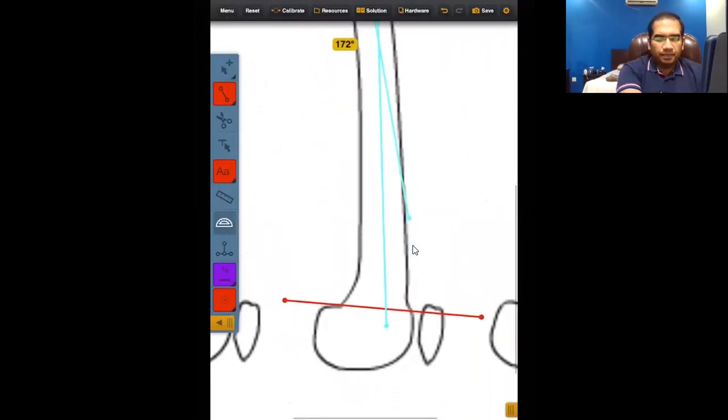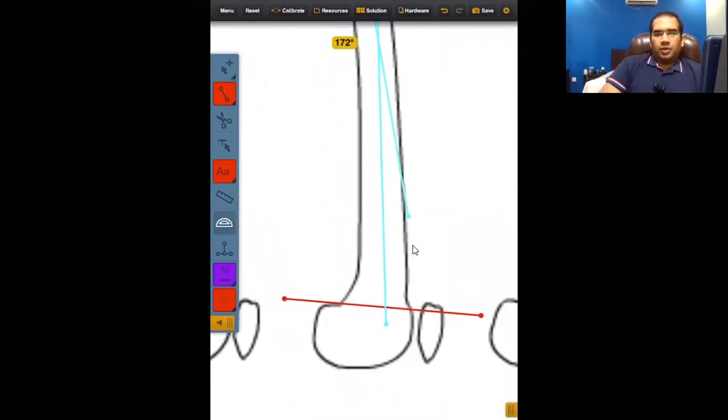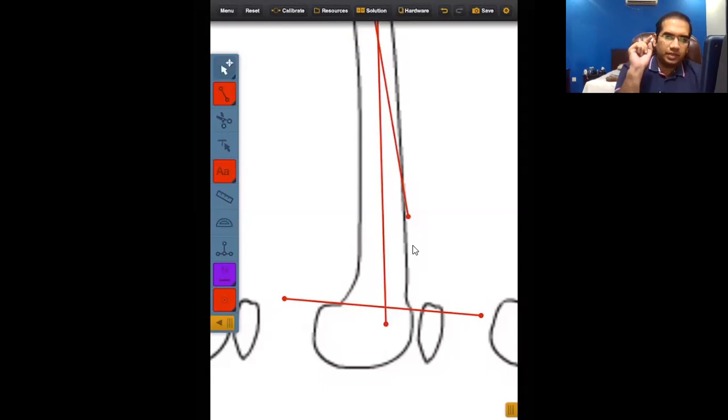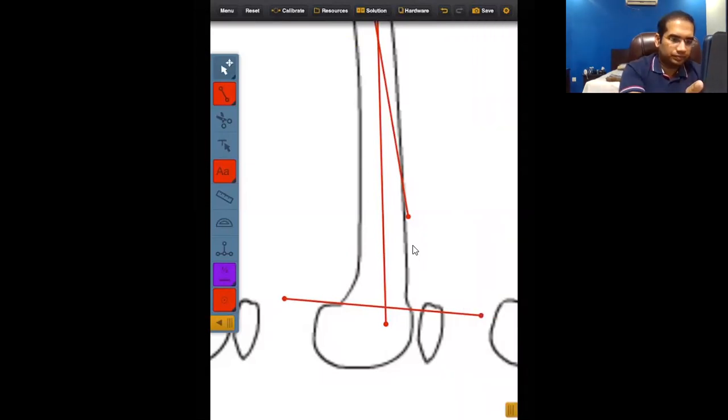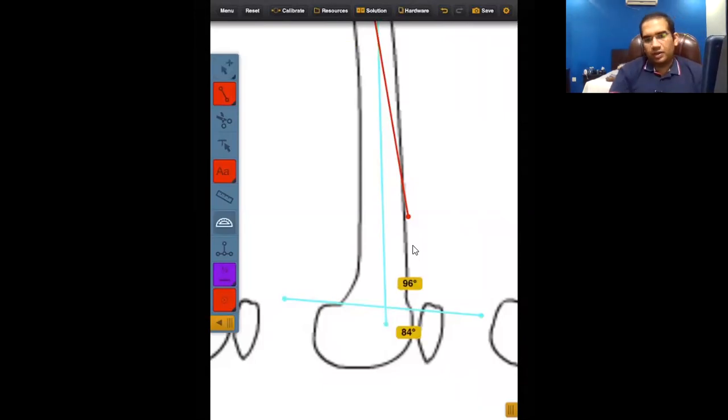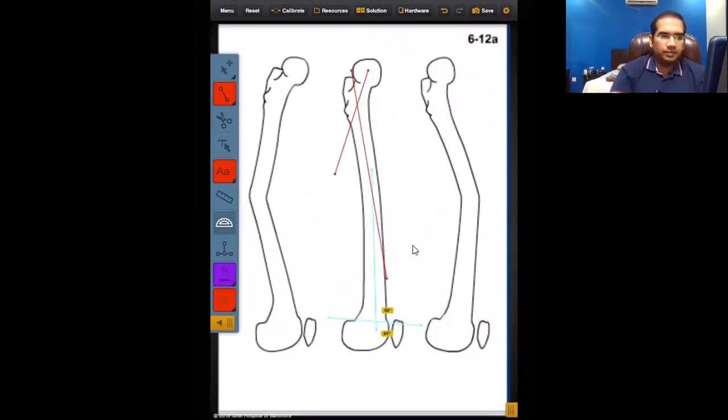and then the proximal distal femoral angle, where the population mean is 83 degrees, and the range is from 79 to 87 degrees. And here we have got an angle of 84 degrees. Okay, so the middle femur is normal.